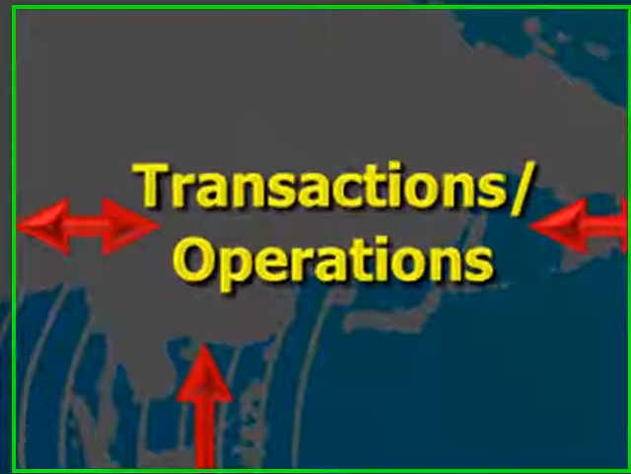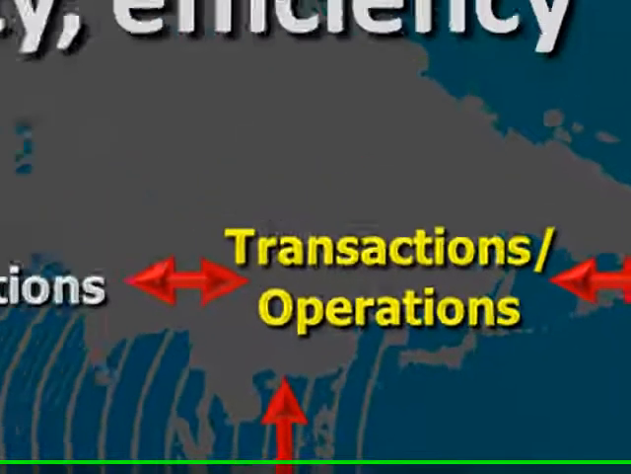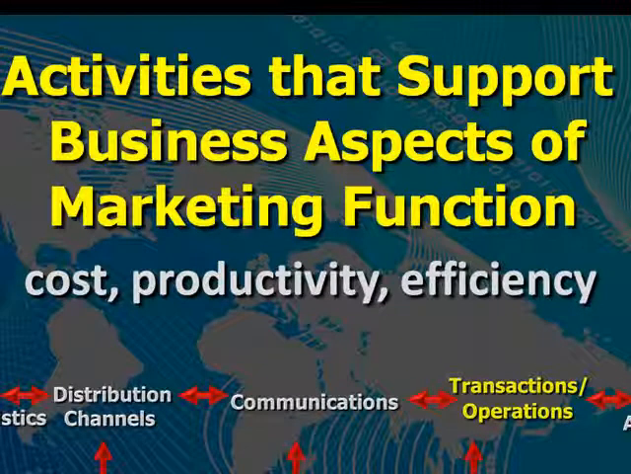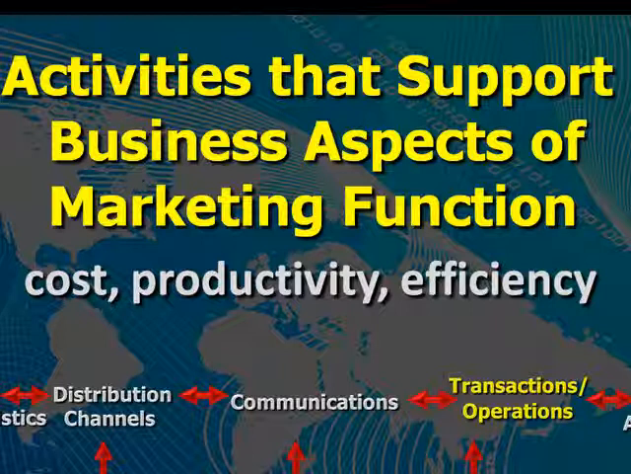Next is the transactions and operations component. This one supports the business aspects of the marketing function by attempting to use the organization's resources as effectively as possible. It typically involves the processes and workflows that exist between the two ends of the value chain. One key objective is to make sure you have all the necessary processes and workflows in place. A second objective is to streamline them without doing harm to customer fulfillment. The performance of these activities is likely to be evaluated in terms of cost, productivity, and efficiency measures.